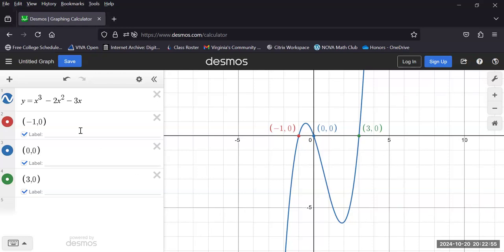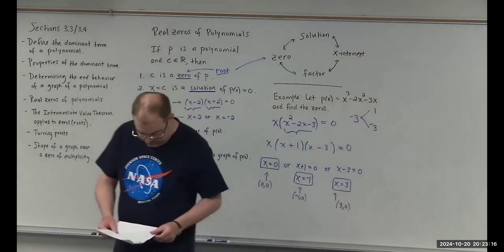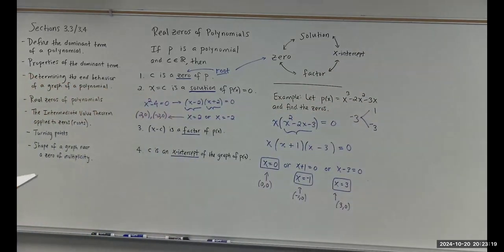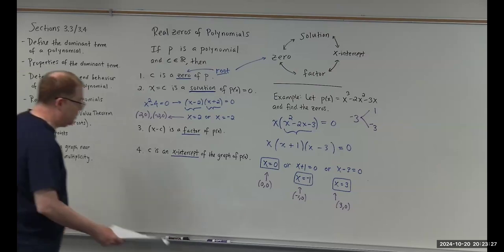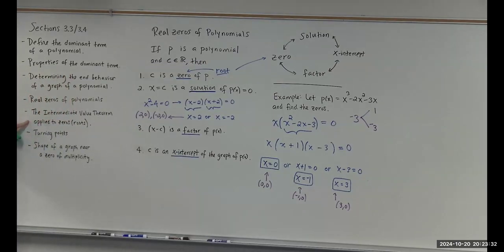By the way, if you notice, this is odd degree, and there's a positive sign. So as x goes to positive infinity, the y values go to positive infinity. As x goes to negative infinity, the y values go to negative infinity. All right, since we're dealing with roots, let's talk about the intermediate value theorem applied to roots.